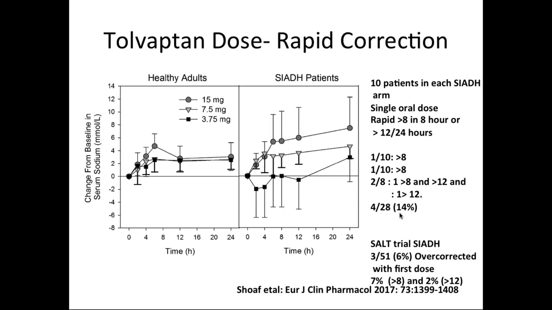So a total of 4 out of 28, 14%, had overcorrection with a single dose, and this was even below the dose of 15, at 3.75 and 7.5 as well. When you look at the SALT trial and you look at SIADH patients alone, 3 out of 51, which is 6%, overcorrected with the first dose, and 7% had more than 8 in the first 8 hours, and the 2% which was put in the trial was for more than 12 in 24 hours.